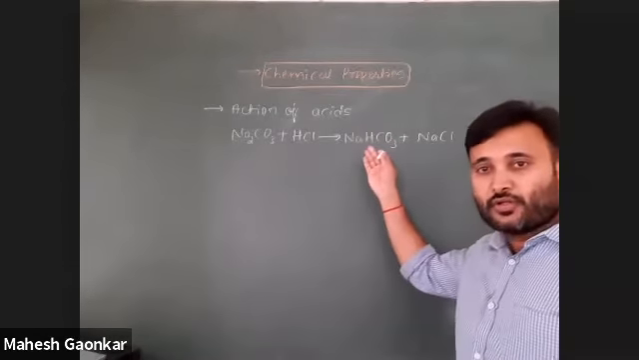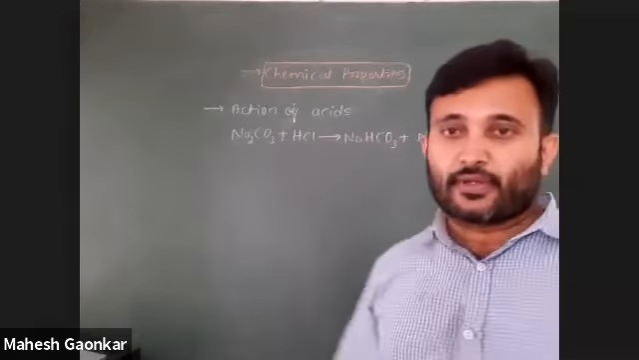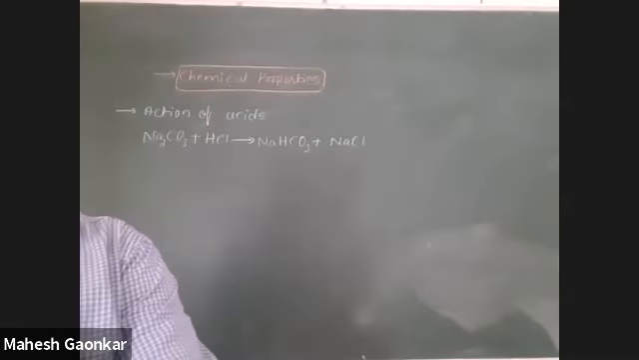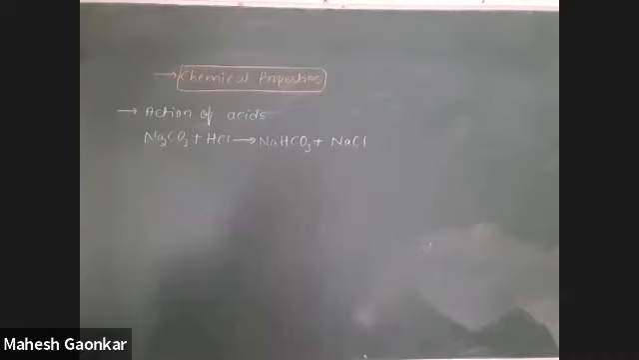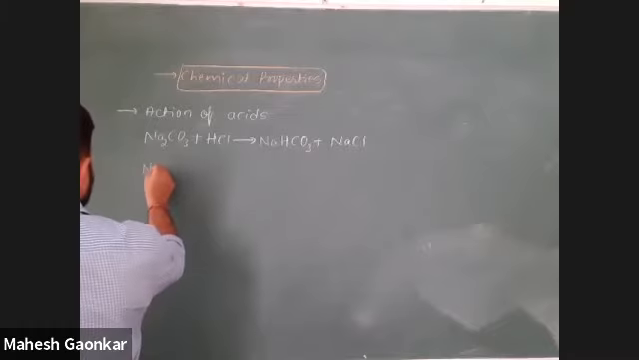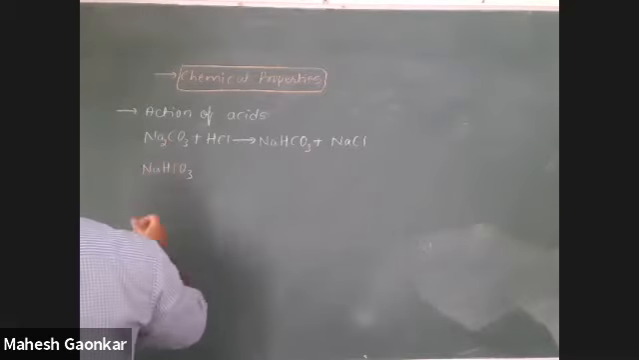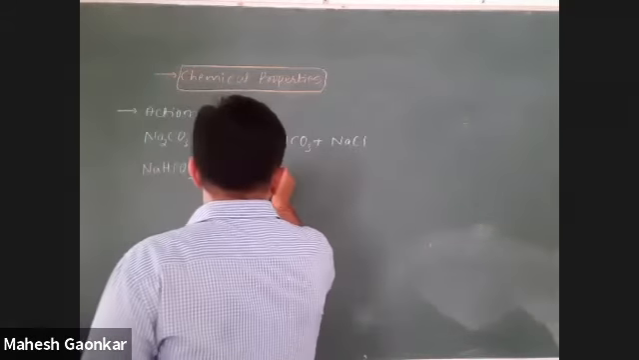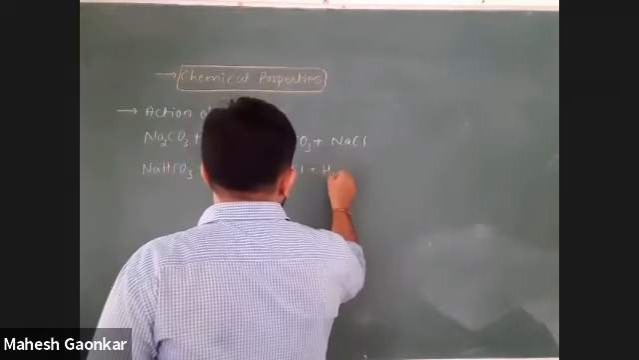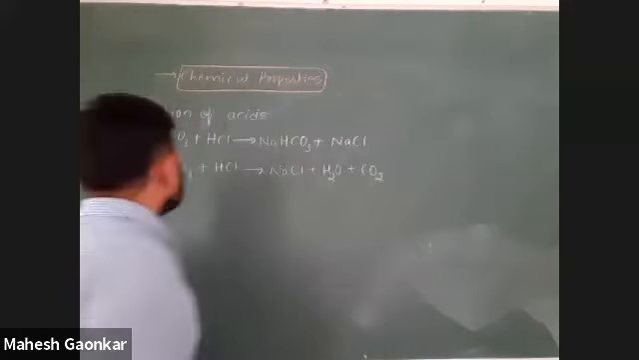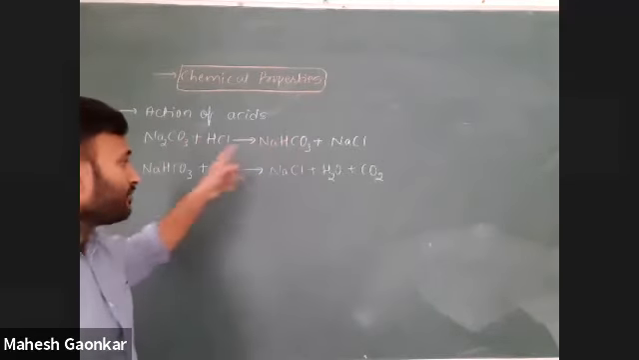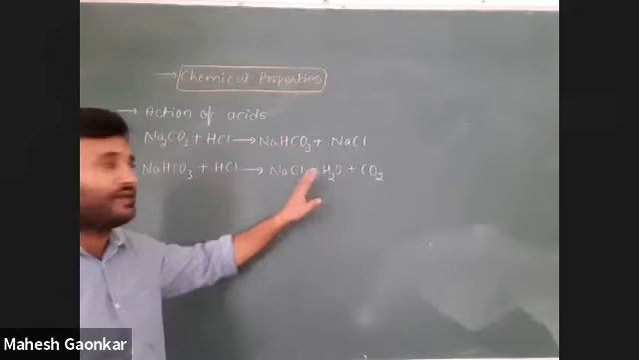This reaction comes under preparation of sodium bicarbonate. It also gives sodium chloride. Similarly, sodium bicarbonate NaHCO3, further treated with HCl, gives NaCl and carbon dioxide. When sodium carbonate is treated with HCl, first it gives sodium bicarbonate, and this sodium bicarbonate further treated with HCl gives NaCl and carbon dioxide.